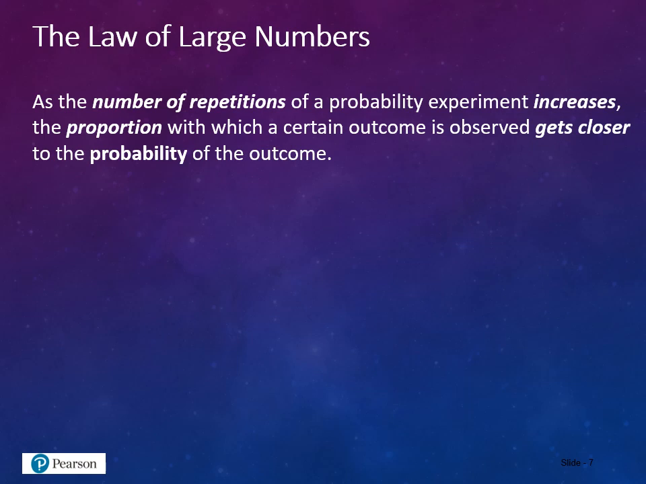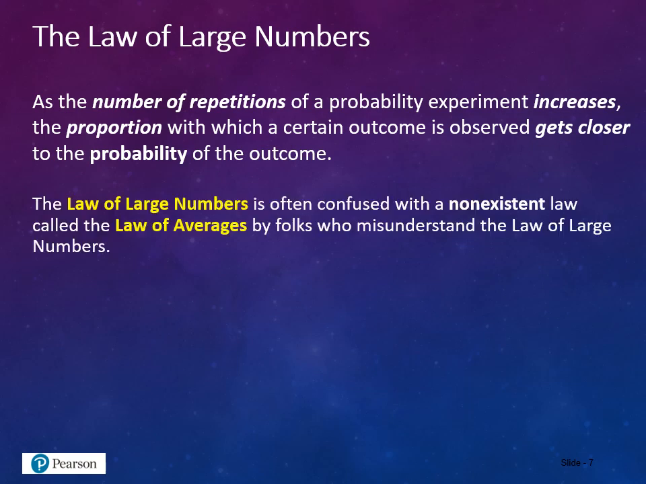The law of large numbers. As the number of repetitions of a probability experiment increases, the proportion with which a certain outcome is observed gets closer to the probability of the outcome. That's really just saying the same thing, right? The more flips we do, the closer we're going to get to the probability of 1/2 for 1 out of 2, or 0.5 for flipping a head. Getting an outcome of a head on our flip.